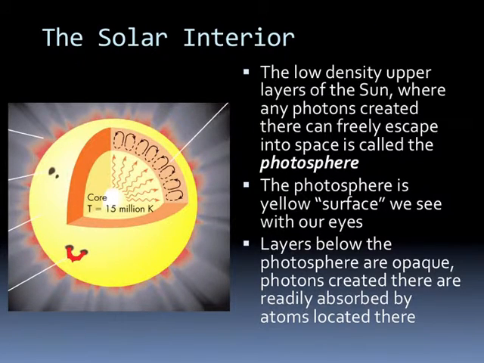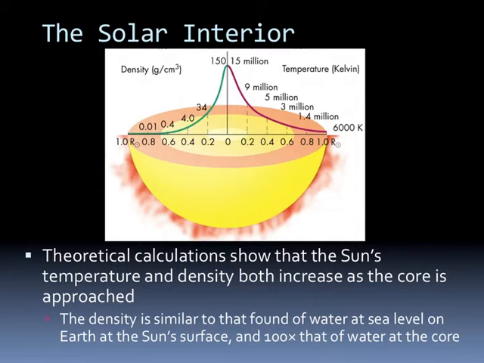So the low-density upper layers of the Sun, where any photons created there can escape into space, is called the photosphere. This photosphere is going to be the surface that we see with our eyes. Layers below the photosphere are opaque, and photons created there are absorbed and re-emitted by atoms that are located there. So we can't see inside of the Sun.